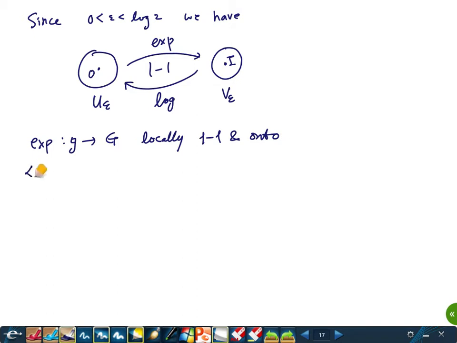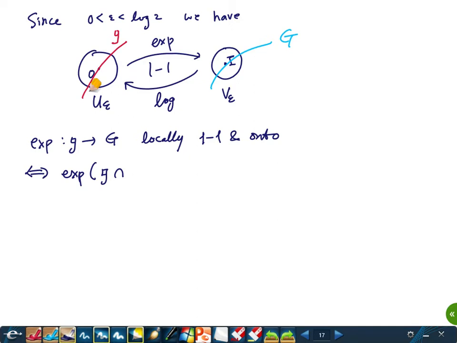So basically this means the exponential of g. Locally, g is somewhat like this. Let's say g is something like this, a kind of space like that. Let's just write something like that, because they will eventually be one-to-one and onto.